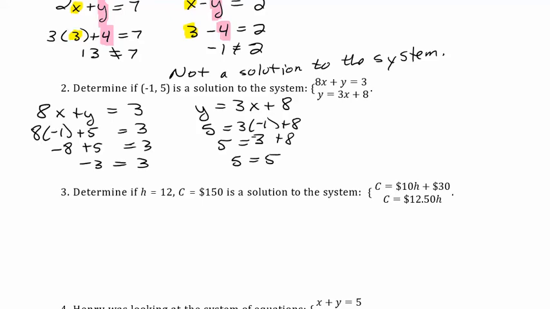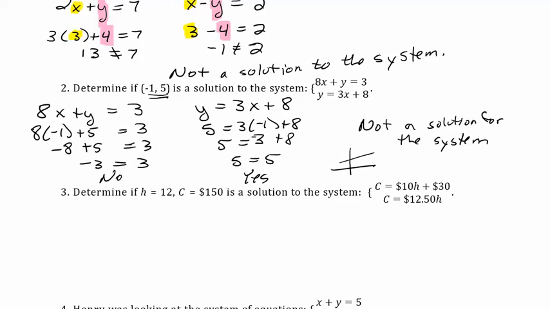All right, so for number 2, (-1, 5) was not a solution to the first equation, but it was a solution to the second equation. Therefore, it is not a solution for the system. It has to be true for both. So graphically, what this would look like is you'd have the point (-1, 5) on one of these lines, but not on the other line. The solution is going to be the point that's on both lines. All right, let's take a look at number 3.